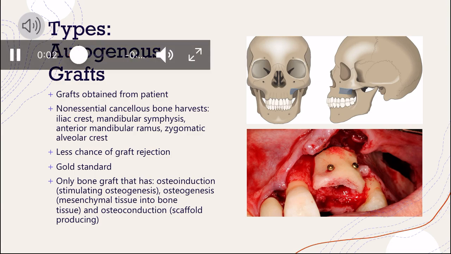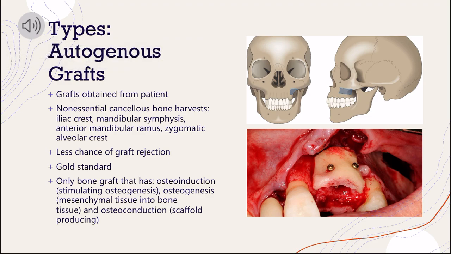Autogenous bone grafting involves utilizing bone obtained from the same patient receiving the graft. Bone can be harvested from non-essential cancellous bones, such as the iliac crest, mandibular symphysis, and anterior mandibular ramus, or zygomatic crest. When a block graft is performed, autogenous bone is the most preferred and is considered the gold standard because there's less risk of graft rejection due to it originating from the patient's own body.